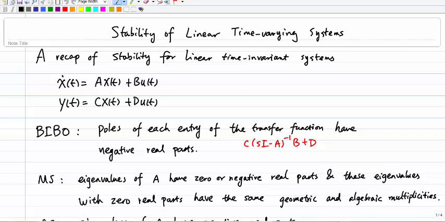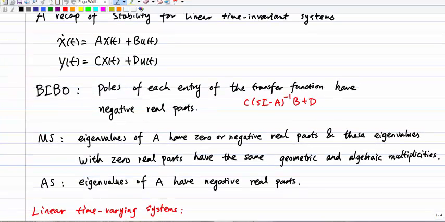Okay, so here's a brief recap of the stability of linear time invariant systems that I talked about in the previous two videos. For a given linear time invariant system, x dot of t equals A x of t plus B u of t, and y of t equals C x of t plus D u of t, this is the standard format using the state space representation. So we talk about input-output stability, the first one being BIBO. And both marginal stability and asymptotic stability are related to the internal stability.